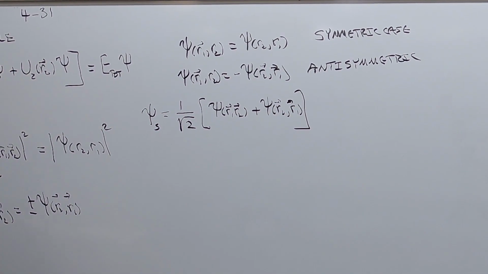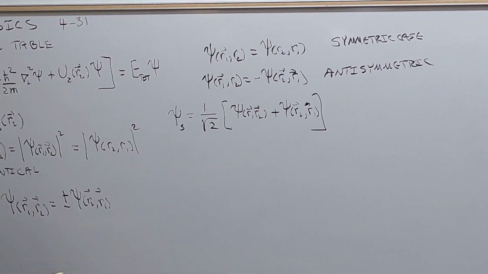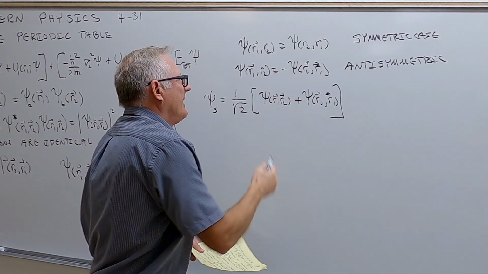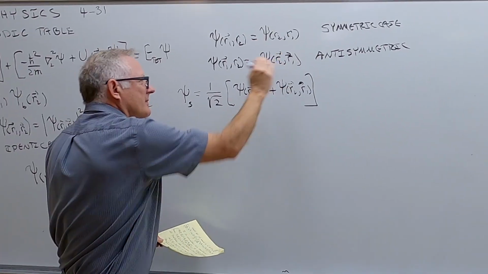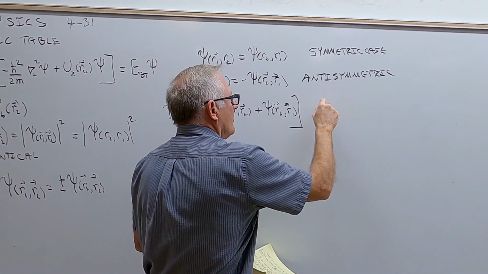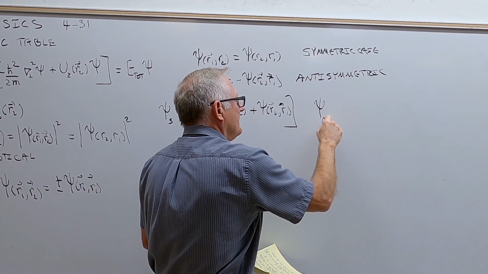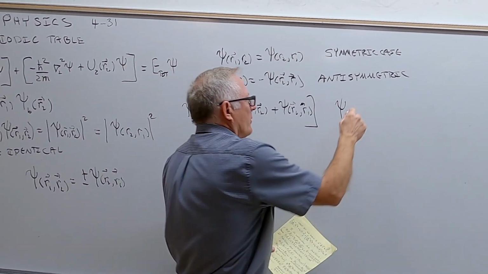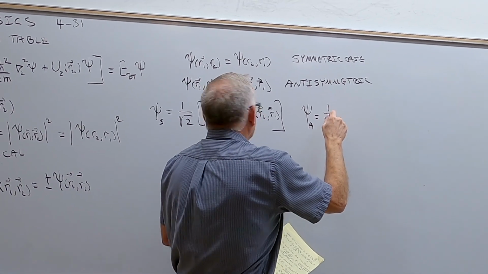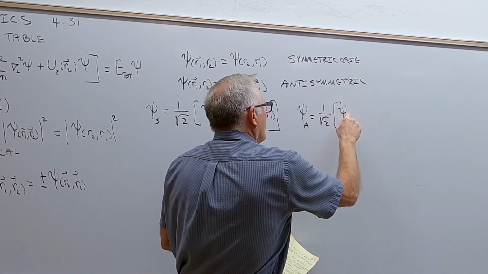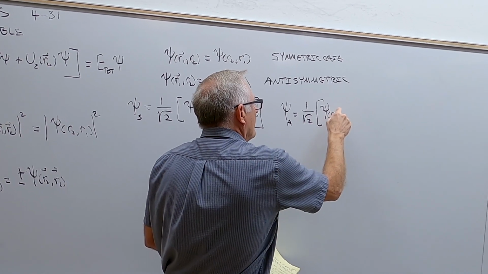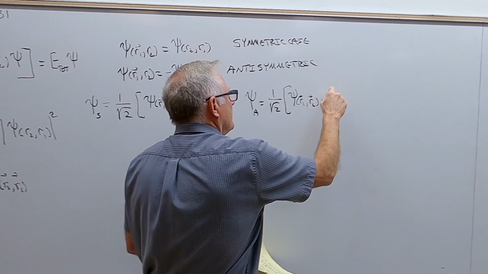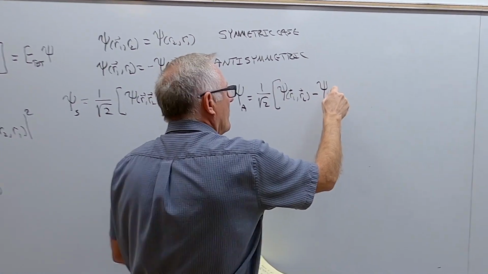right there. And if it's the anti-symmetric, it'd be a minus because the other one's a negative. It would be this minus that one. So the psi anti-symmetric would be 1 over the square root of 2 times psi of R1, R2 minus psi of R2, R1.